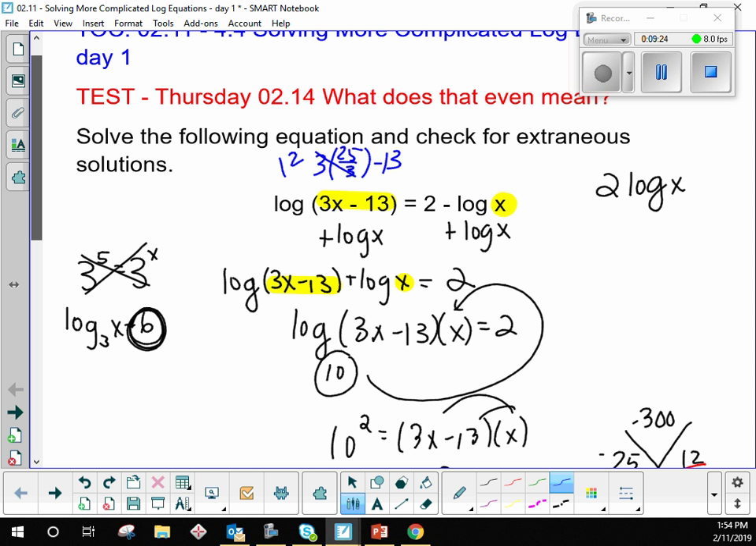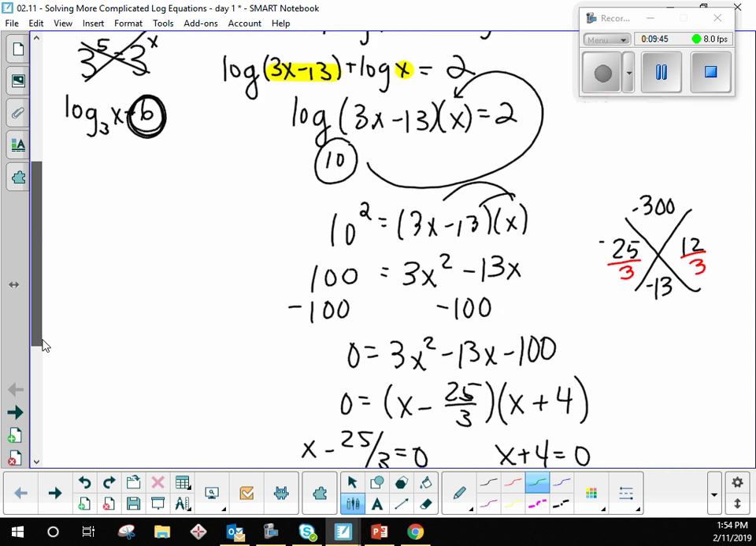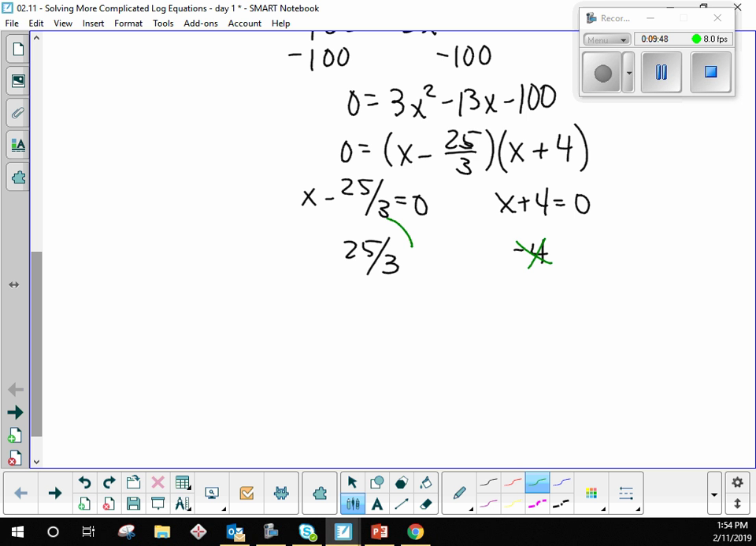What was our other solution? Negative 4. When I put negative 4 in here for this x to check, how do I feel about that? Do I feel good or bad? Bad. Really bad. That's not going to work. Okay, so negative 4 is an extraneous solution. So 25 thirds is good. Any questions about that? Anyone need this up anymore?